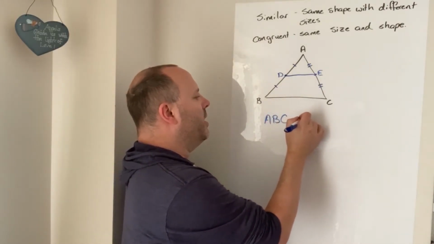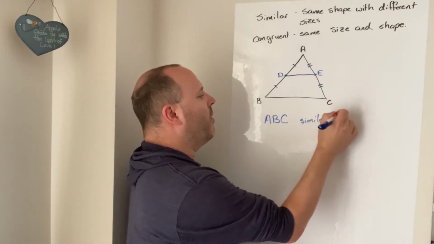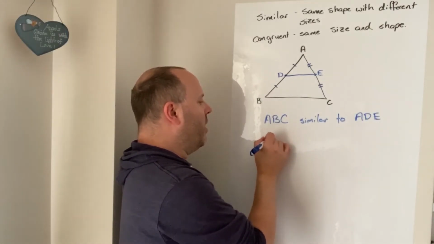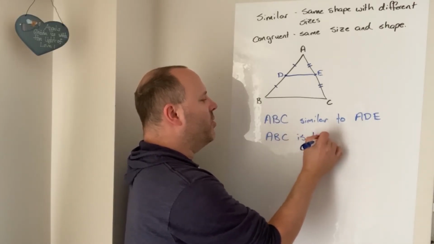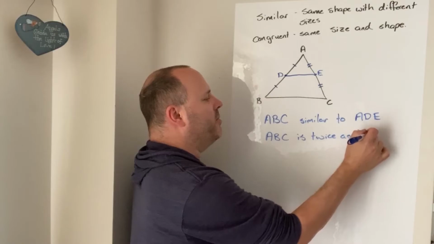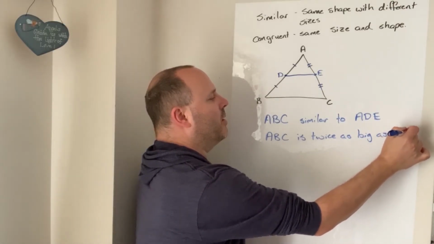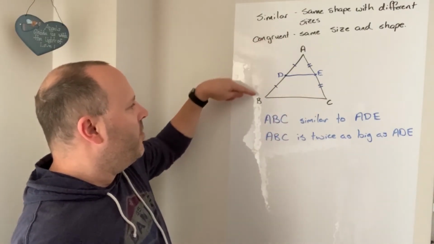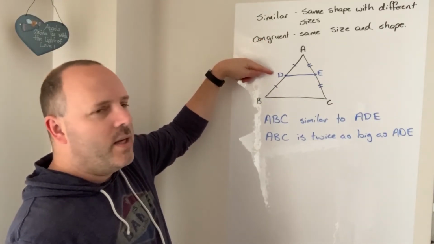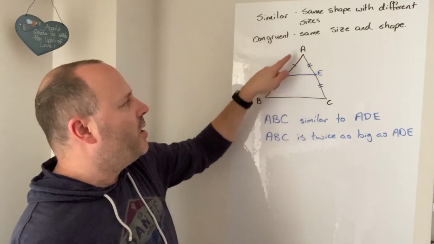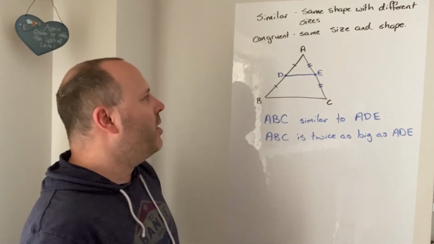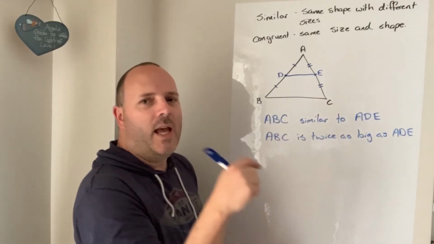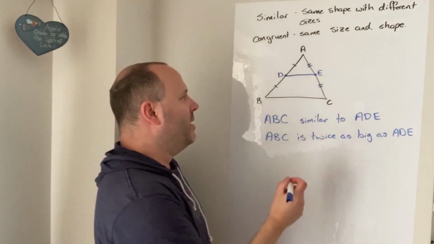Triangle ABC is similar to triangle ADE, and ABC is twice as big as ADE. And since they're similar triangles, that means that the length from A to B is twice as long as the length from A to D. The length from A to C is twice as long as the length from A to E. And that would also mean that the length from B to C is twice as long as the length from D to E.